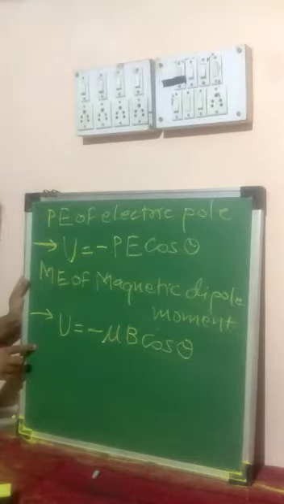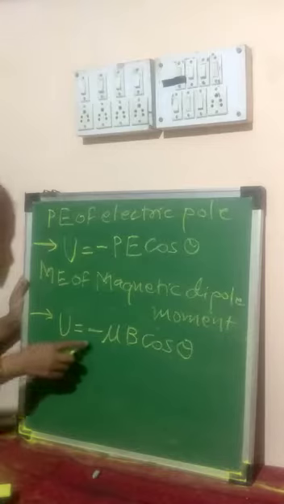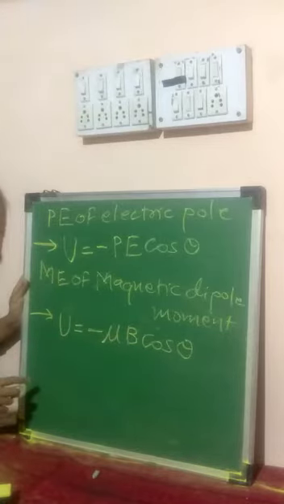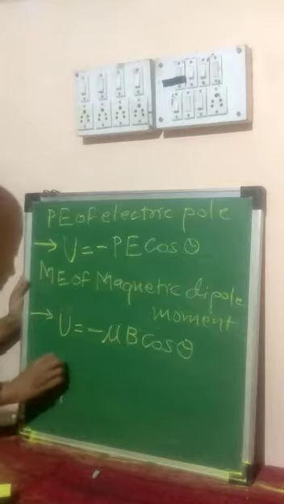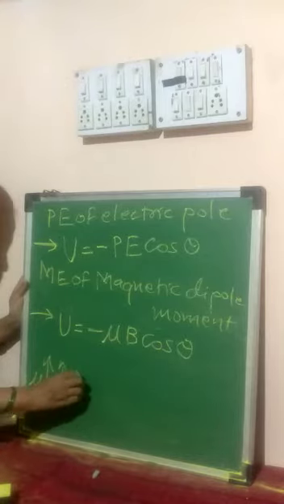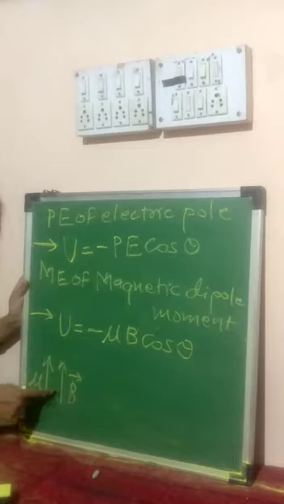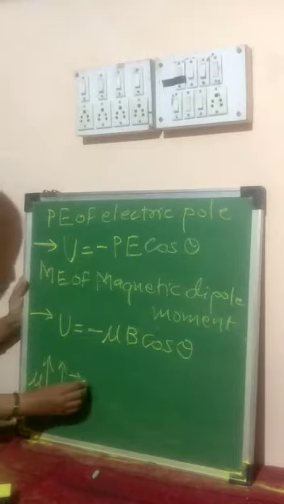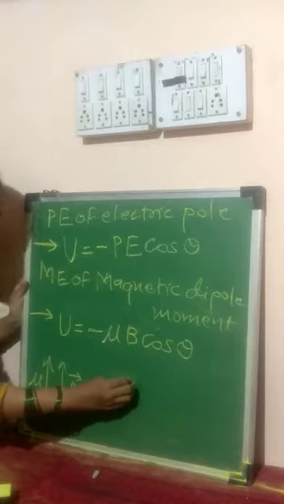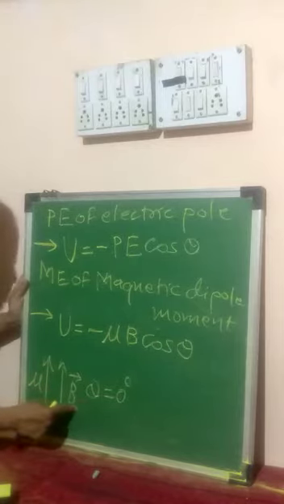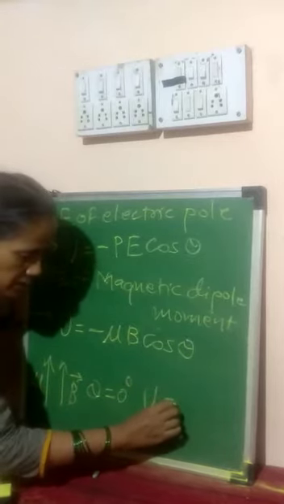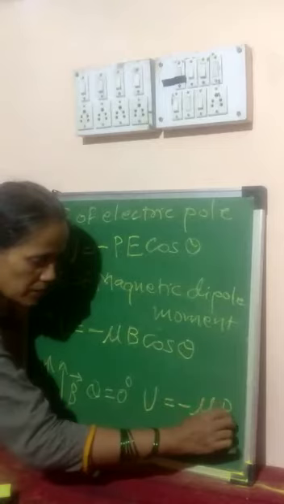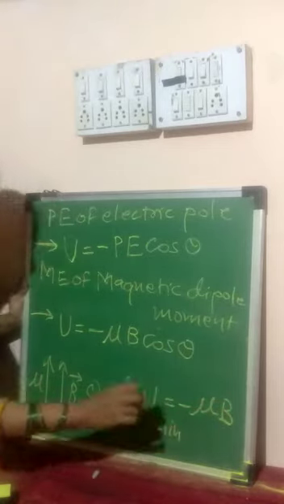Now using that, we can find the maximum and minimum values of the energy. If this is the direction of the magnetic dipole moment and here is the direction of the magnetic field, both are parallel to each other. When they are parallel, theta is 0 degrees, and cos 0 is 1. So the potential energy becomes minus mu B, which is the minimum potential energy.